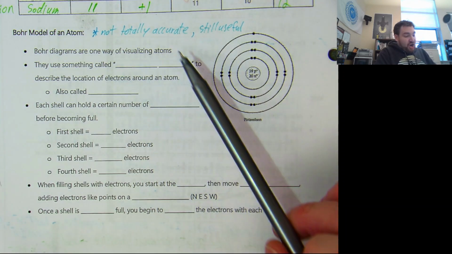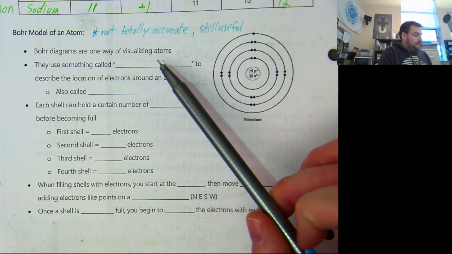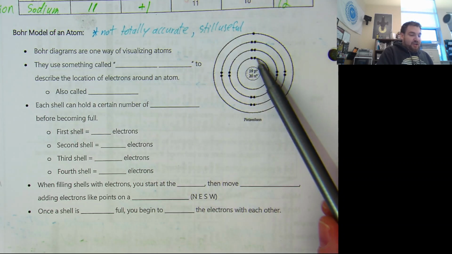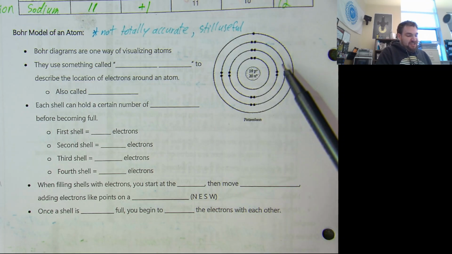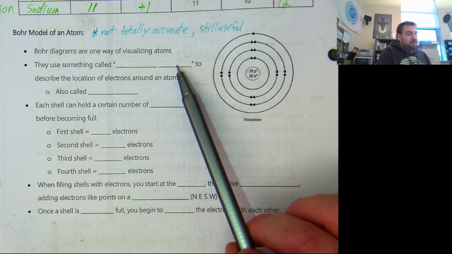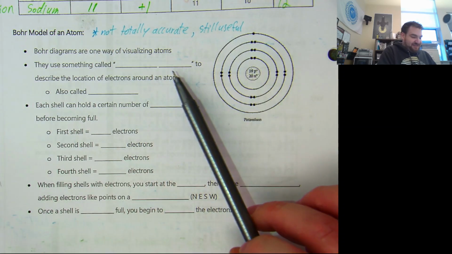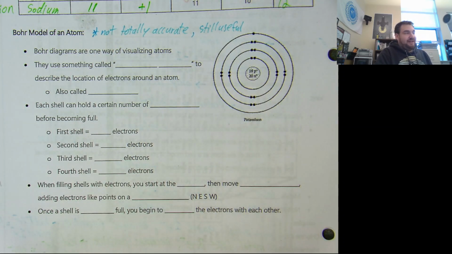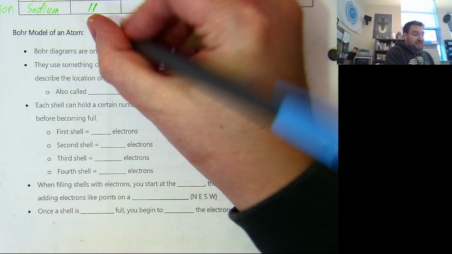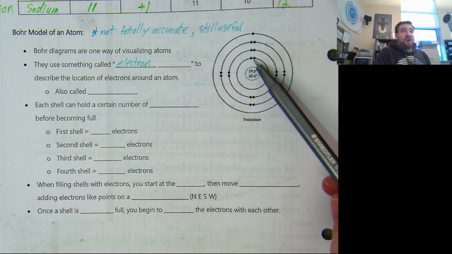So Bohr diagrams: not accurate, still useful. They are a way of visualizing atoms. And they use these rings to represent something specific about an atom. Does anyone remember what these rings are called? Two words. The first word is named for the object, and the second word is, I don't know if that helps at all. Well, the first word is electron, because electrons are contained in these objects.